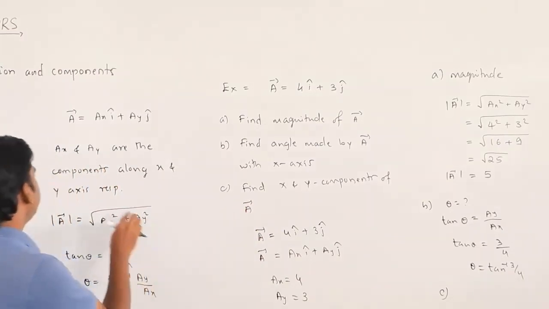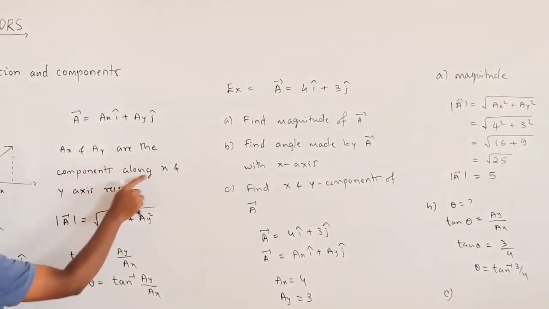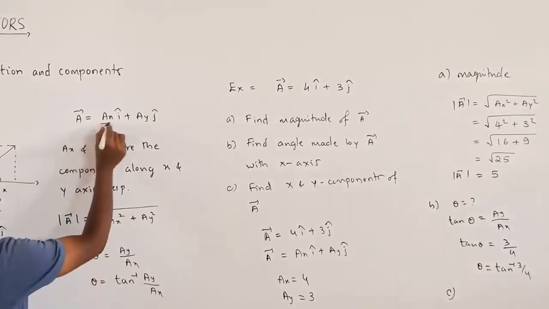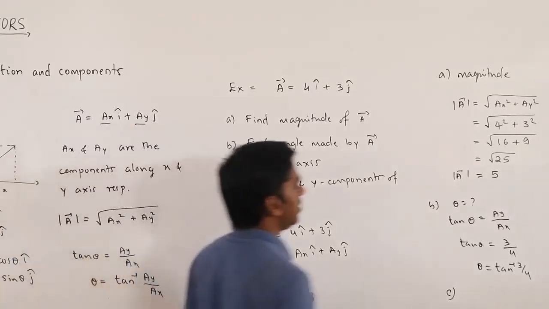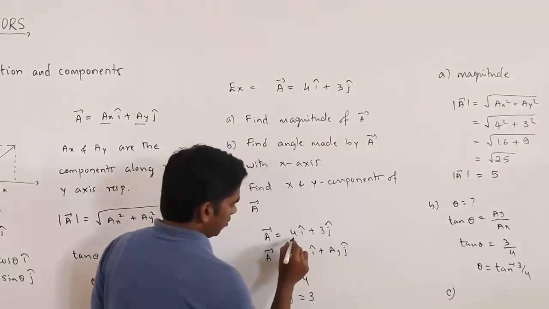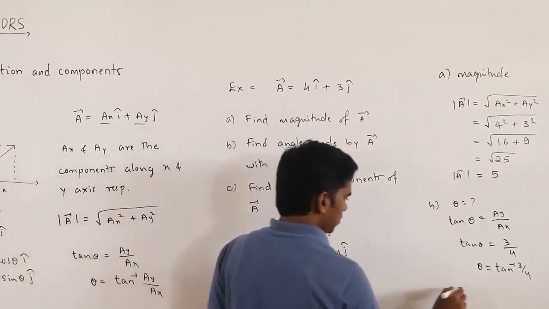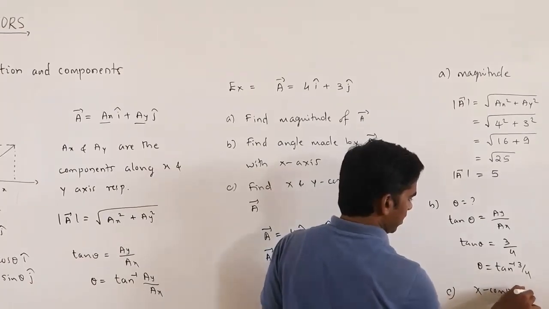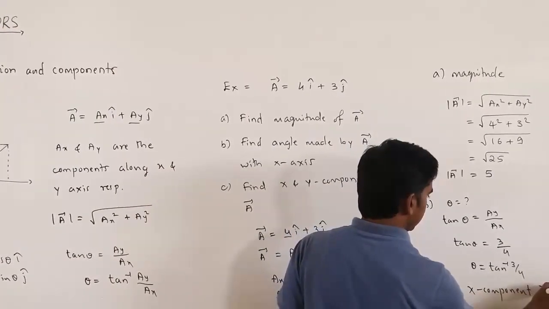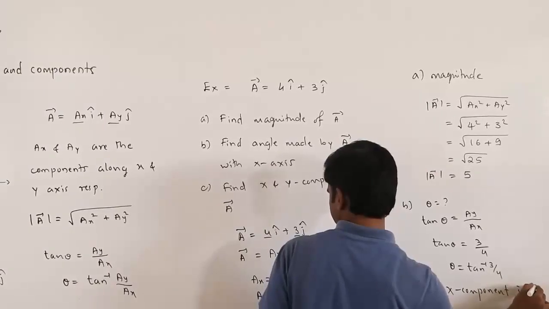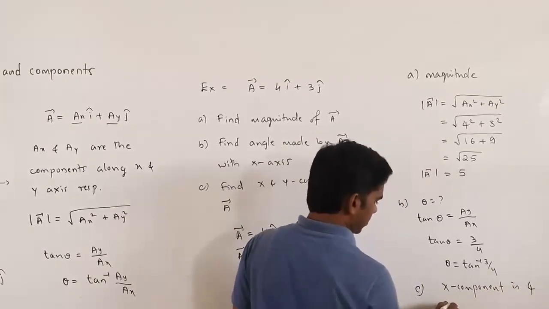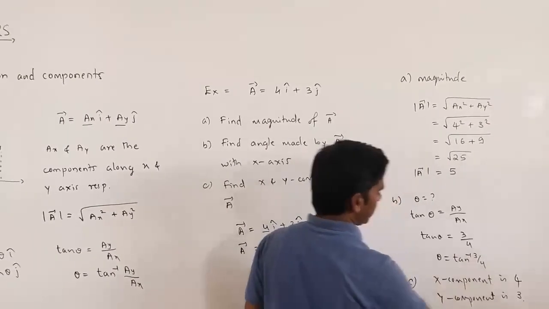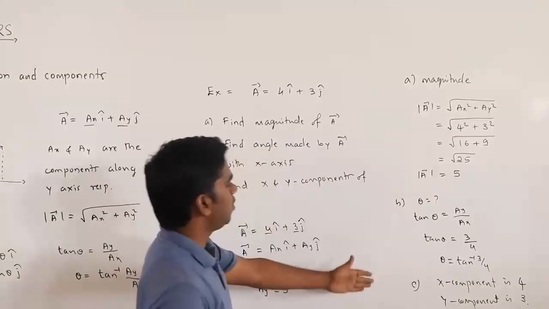What are the x and y components? Ax and ay are the components along the x and y axis. That means ax and ay are themselves the components. So what are the components here? 4 and 3 are the components. So the x component is how much, 3 or 4? The x component is 4. The y component is 3. Okay, so you got all three values.